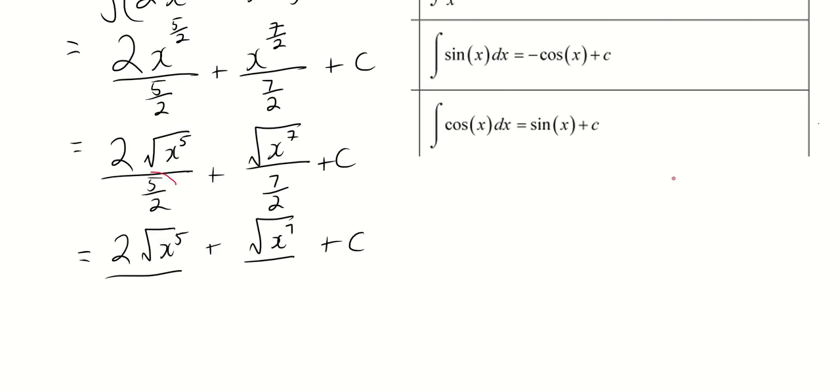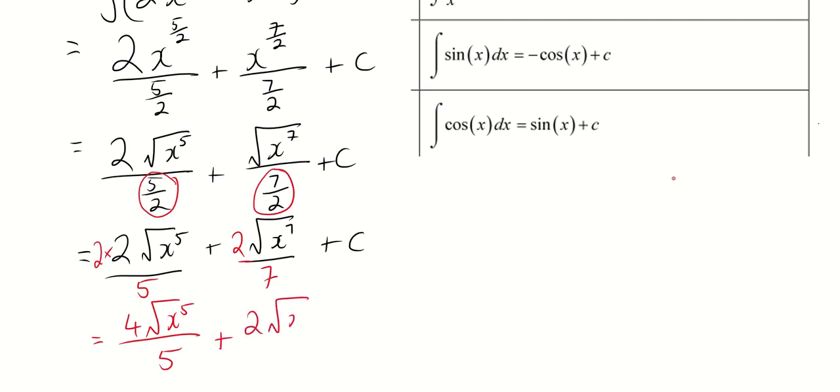So you can see this 5 on 2, dividing by 5 on 2, that's going to mean multiplying by 2 on 5. Okay, so it'll be multiplying by 2 on 5. And then the same one, dividing by 7 on 2, is the same as multiplying by 2 on 7. Okay, so just cleaning it up a little bit: 2 over 5 square root of x to the power 5, plus 2 over 7 square root of x to the power 7, plus c.